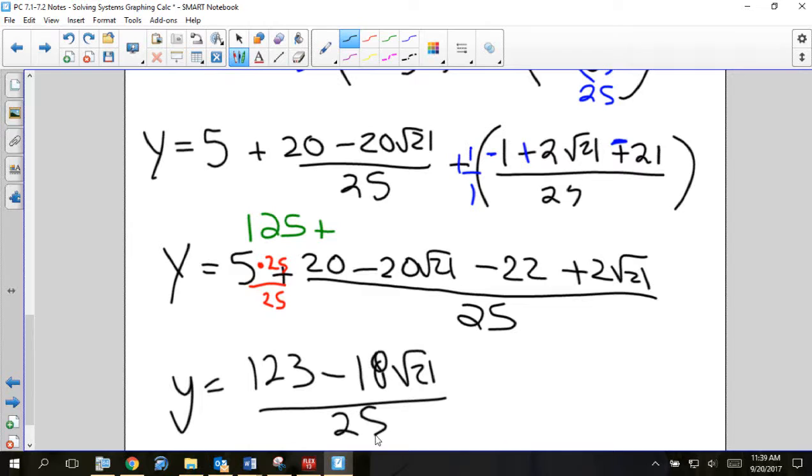So you did the 25 over 25. Why is that again? The red one? Because I have to add 5 with this fraction also. I have to have a common denominator to add things together, right? So I had to make 5 over 1 into 125 over 25. But I just kept it right here. I didn't want to keep writing new steps every time.